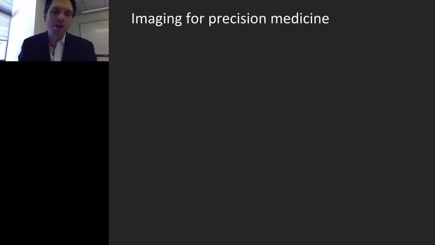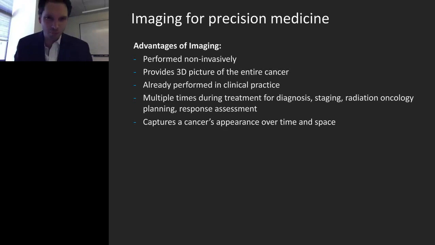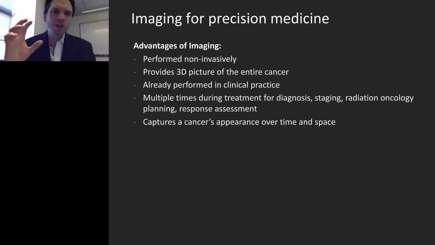Imaging for precision medicine has a lot of advantages. It's performed non-invasively, so you don't have any risk going in. For some, like CT and PET, there's some radiation dose, but that's also low. The risks are pretty low. And the nice thing is that it really provides a 3D picture of the tumor, so you can see the full cancer in the complete volume. But also, what is really important is that it's already performed in clinical practice.